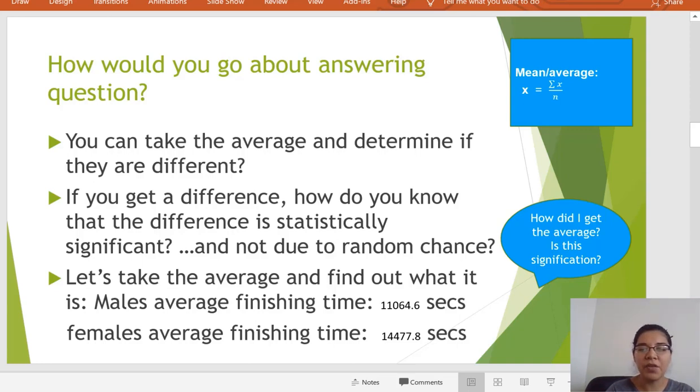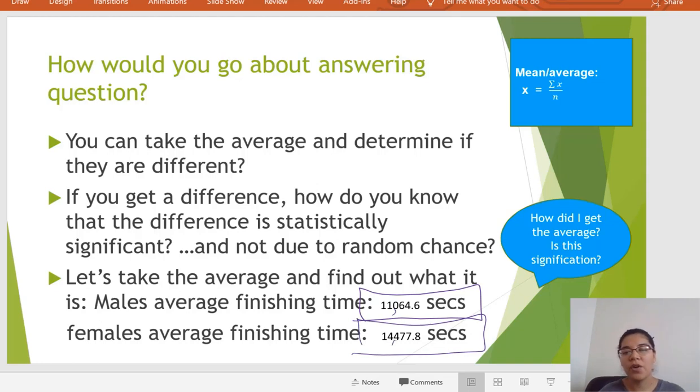So let's take the average to find out what the male's average finishing time is. The male's average finishing time is 11,064.6 seconds. The female's average finishing time is 11,477.8 seconds. Now, how did we get the average?